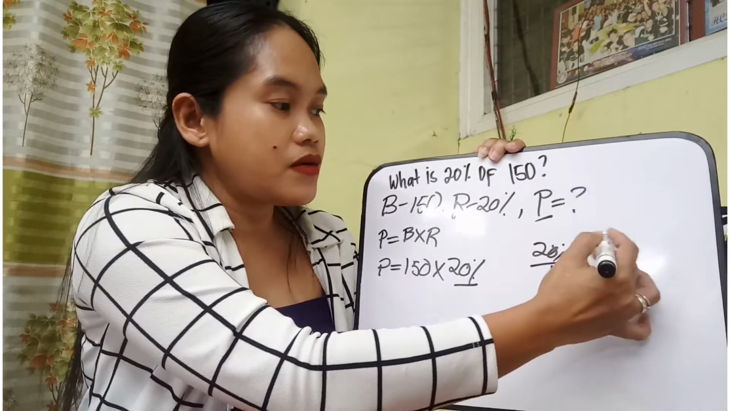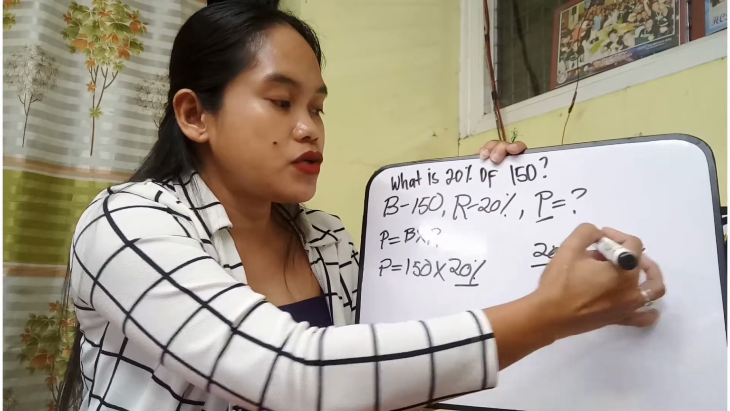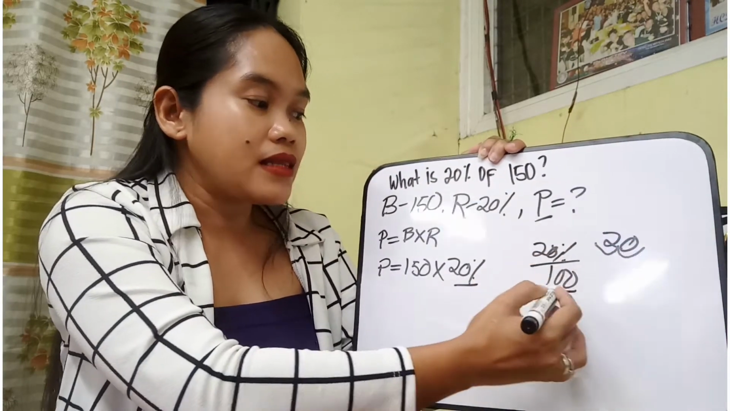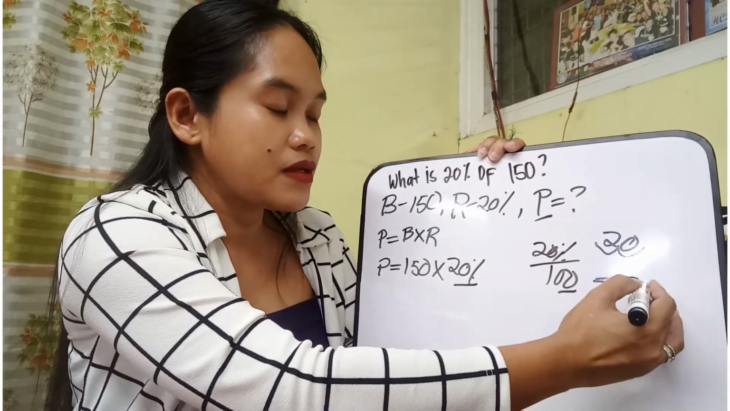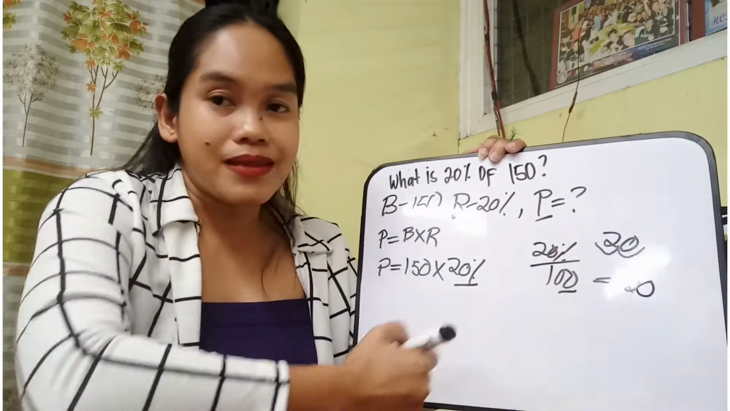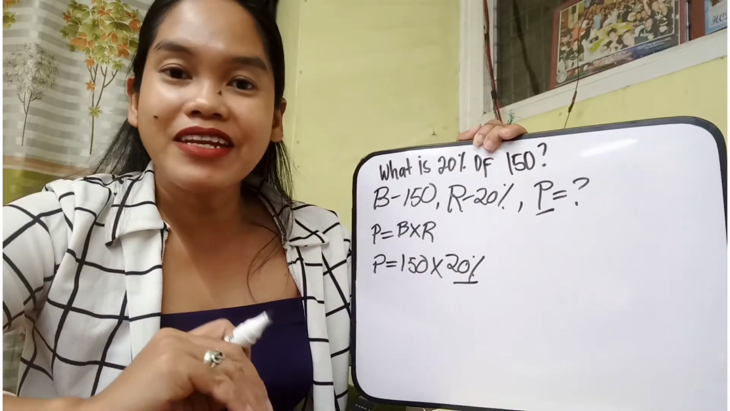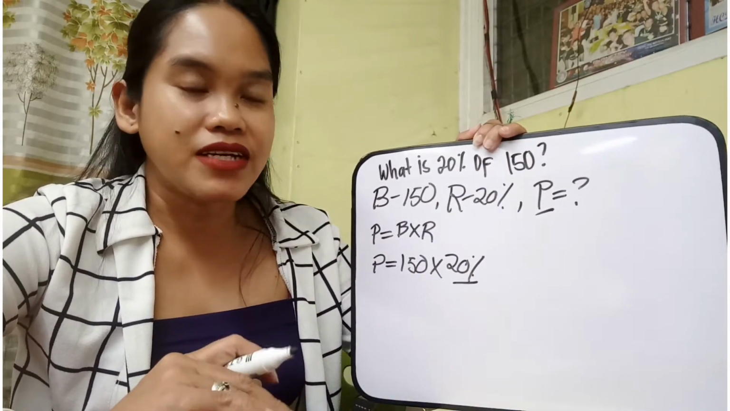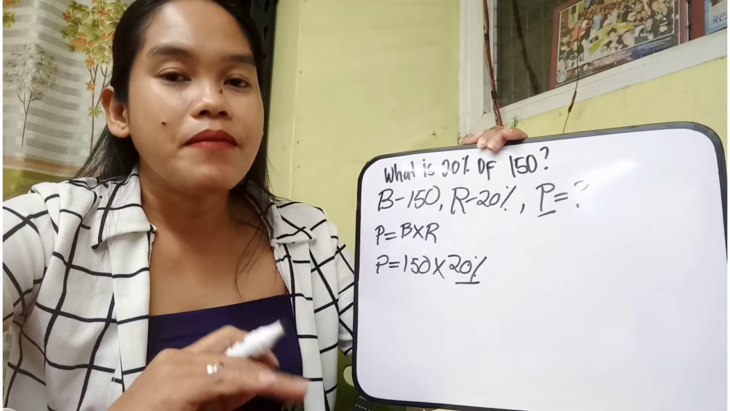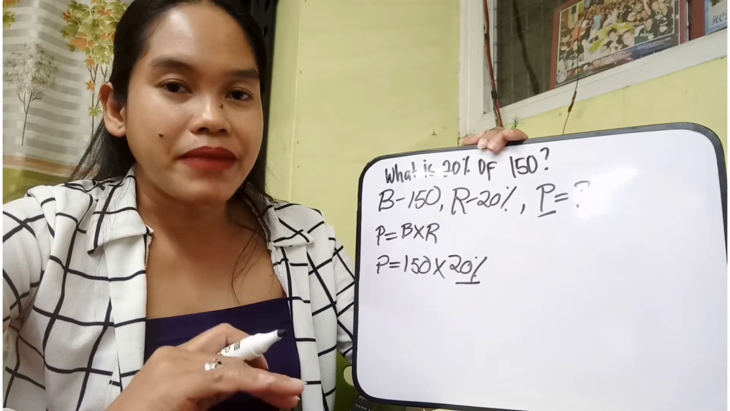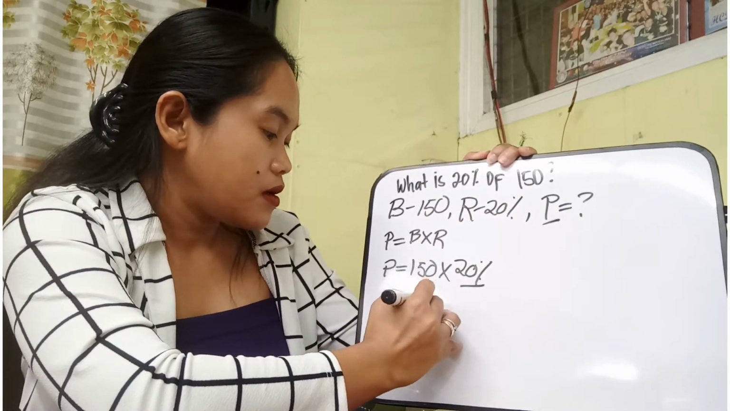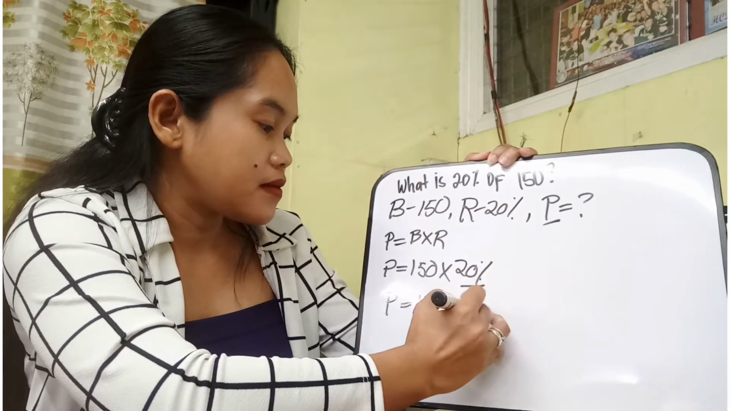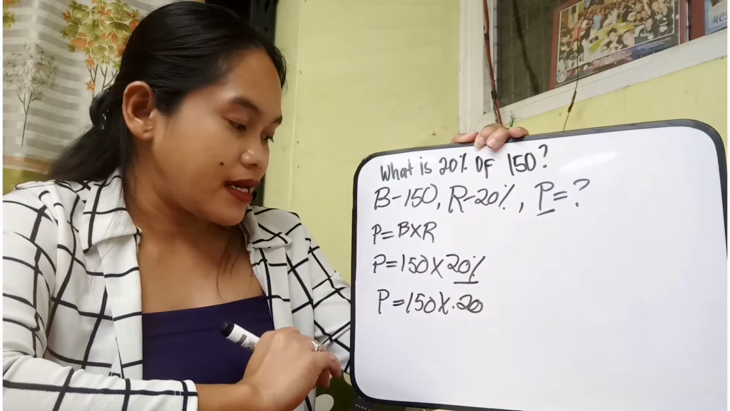So, galing dito kay 20, 1, 2. So, ibig sabihin, 20% divided by 100 is equal to 0.2 or 0.20. Same lang yun sila. Basta tandaan nyo lang, para mawala yung percent sign nyo, kailangan nyo lang siyang i-divide into 100 or mag-move kayo ng 2 decimal places. So, ayan. Pwede na tayong mag-solve kasi meron na tayong 150 times 0.20. Ayan, so pwede na natin siyang i-solve.